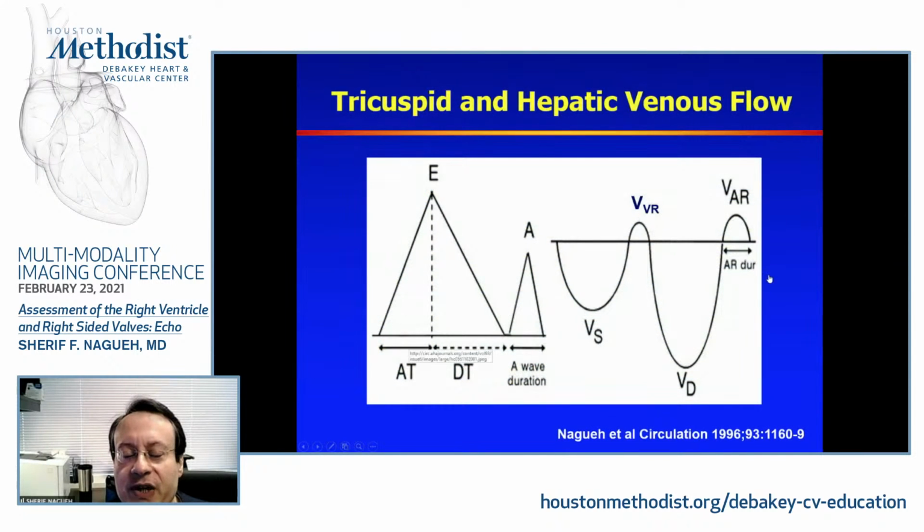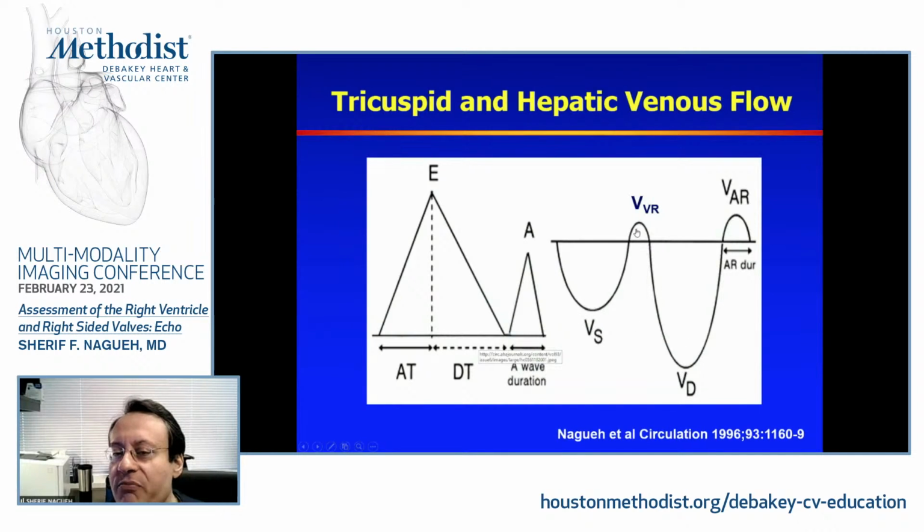which led to the investigation of other indices of right atrial pressure. Similar to the mitral side, we can record tricuspid inflow. You can measure E velocity, A velocity, acceleration, deceleration time, A wave duration. You can also record hepatic venous flow, similar to recording pulmonary venous flow, and you have forward flow in systole and in diastole.